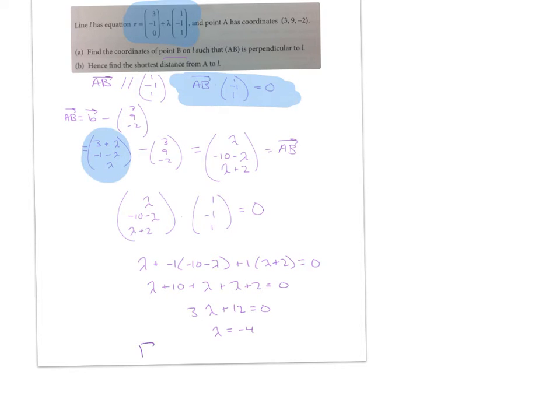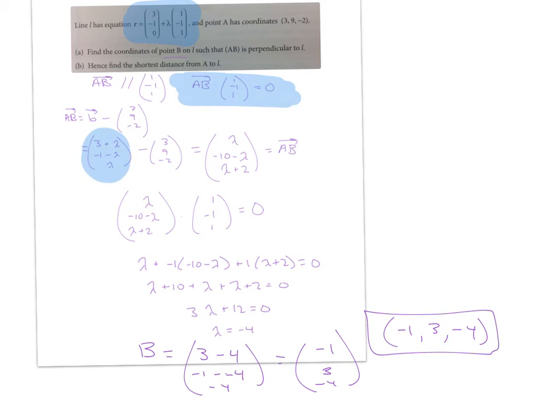So in order to find point B, all we have to do is plug lambda in to that right there. So that means that B is going to be 3 plus negative 4, negative 1 minus negative 4, and then just negative 4 itself. So that tells us that point B has to be negative 1, plus 4 is 3, and then negative 4. So our coordinates for point B are negative 1, 3, negative 4. So that was our part A of the question.